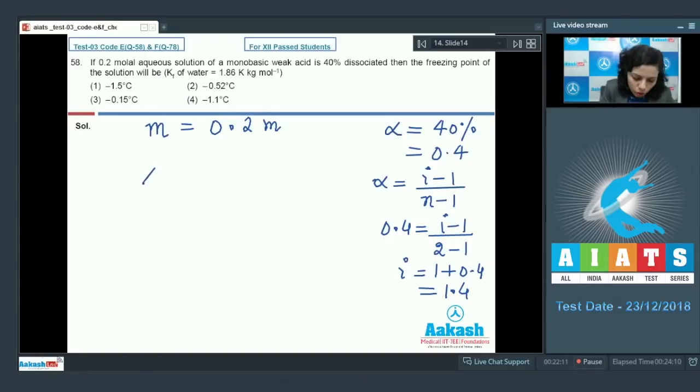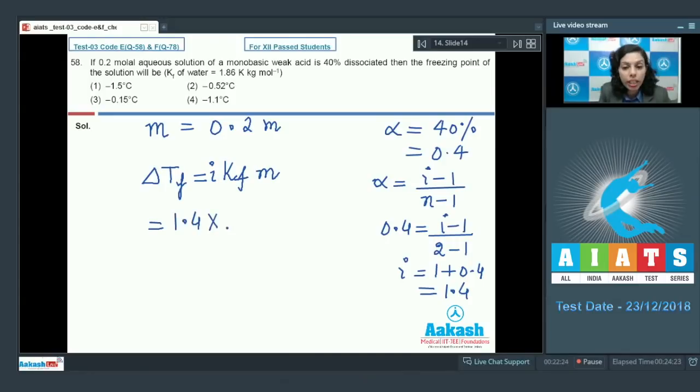the solution will be. We know that delta Tf is equal to i Kf m, and this is dissociating, that's why i would also be there. So this is equal to 1.4 into the Kf value, that is 1.86. And what is the molality? That is 0.2 that I'm taking here. And if you multiply this, then you will find out that this delta Tf value is equal to 0.52. This is delta Tf.